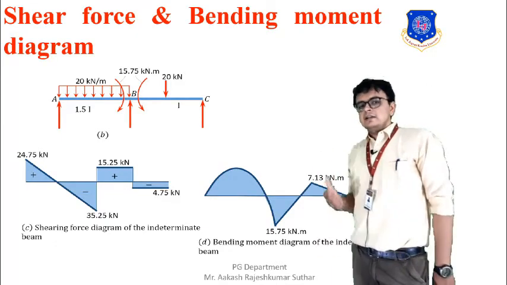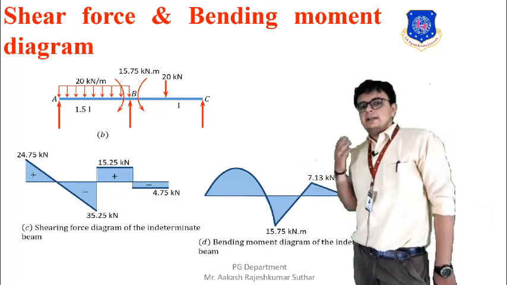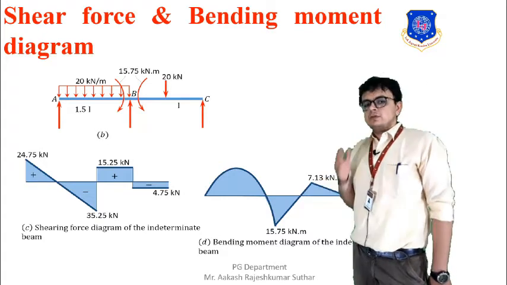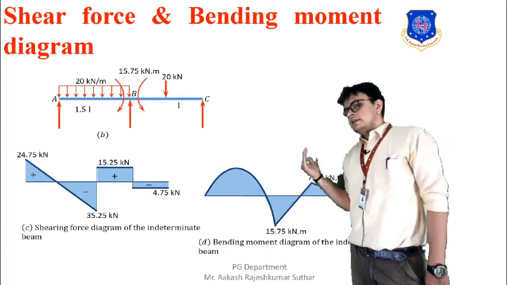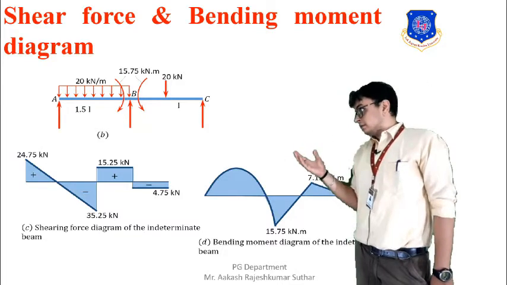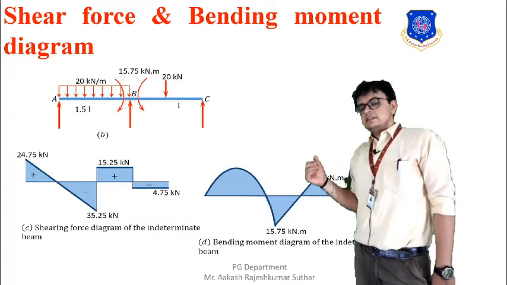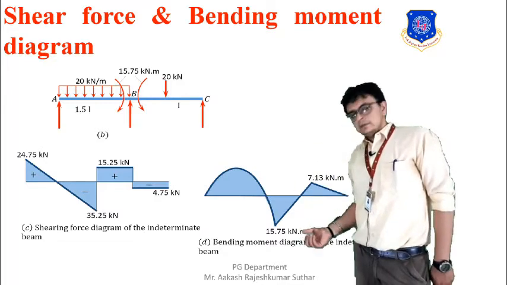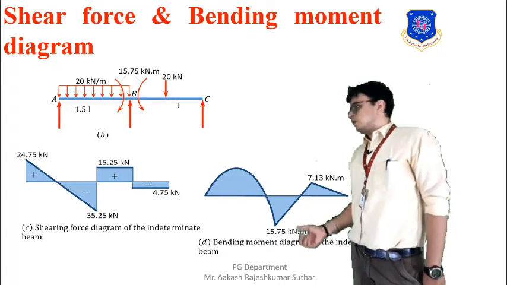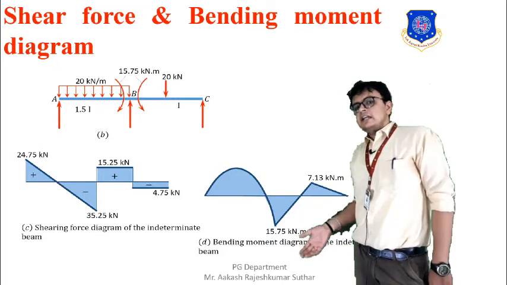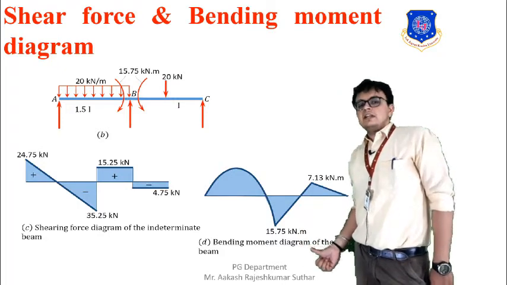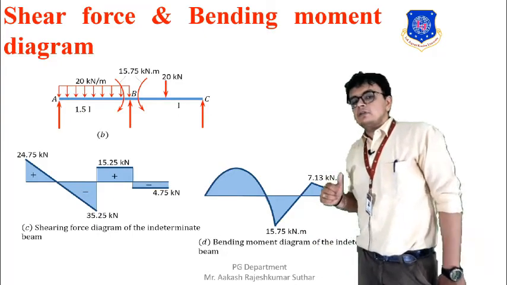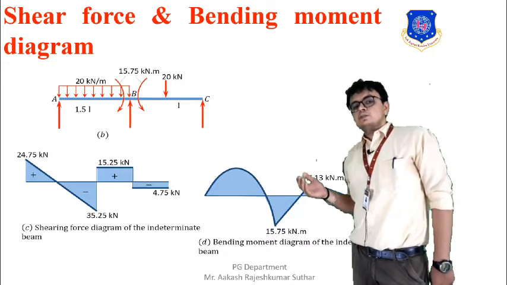So the reaction at A we are getting is 24.75 kilonewton, and moving from A to B we find that there is a UDL having the load in the downward direction. So finally at joint B we will have 32.25 kilonewton. Again there will be the reaction at B, so there will be an increment in the value and we will get 52.25 kilonewton.